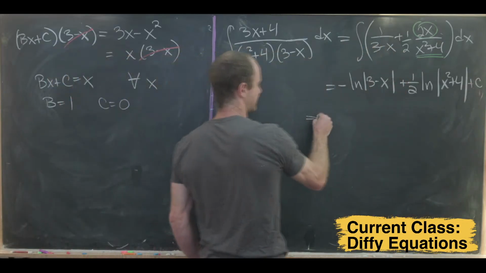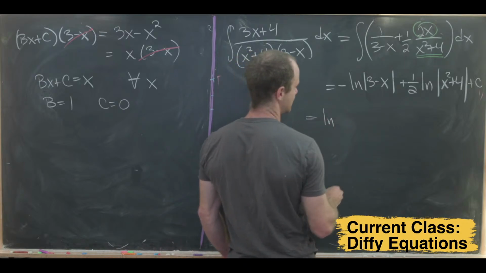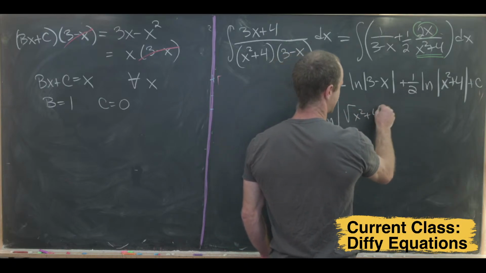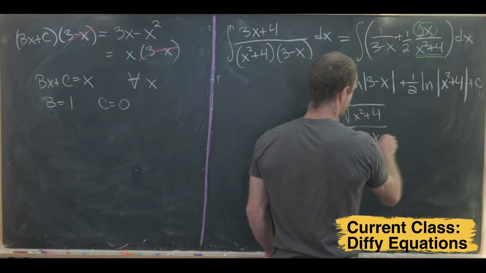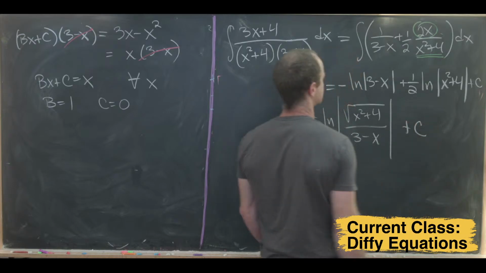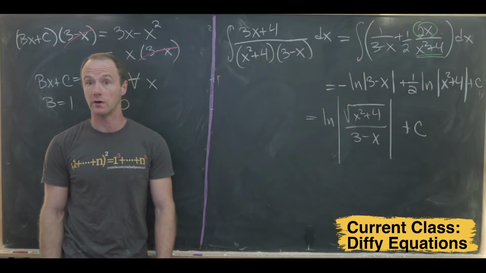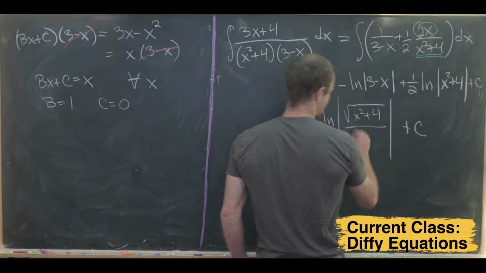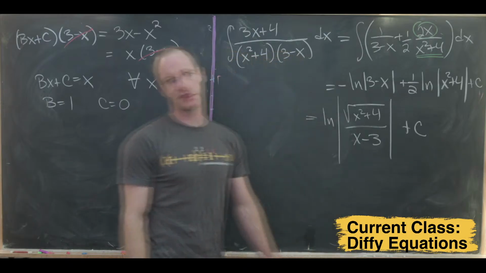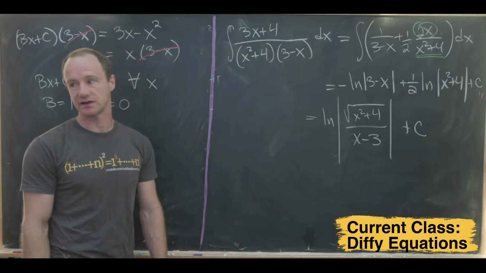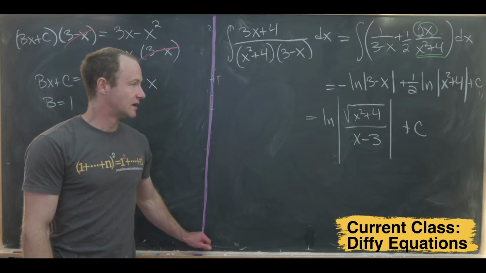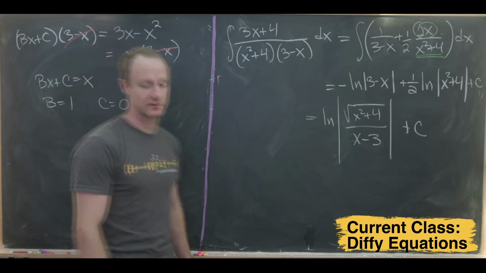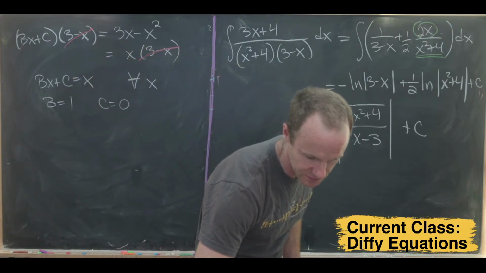And then, if you're feeling excited, you could put these natural logs together and get the square root of x squared plus 4 over 3 minus x plus a constant. Oh, and then you could take this absolute value and change the 3 minus x to an x minus 3, so you don't look like a psychopath with 3 minus x instead of x minus 3 when you've got a choice. And then I think this would be a nice way to write the solution to this problem.